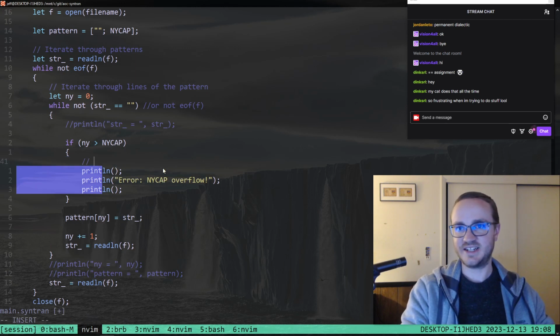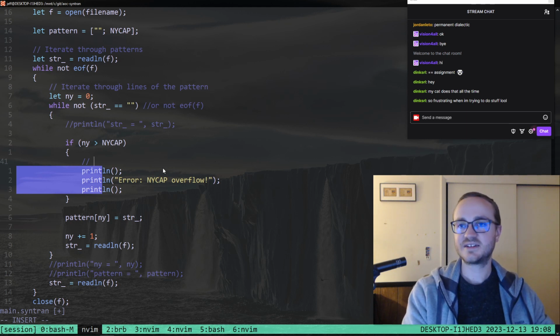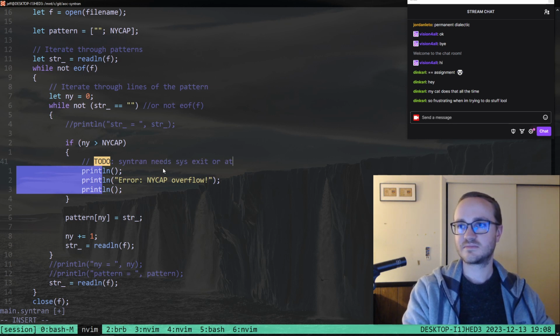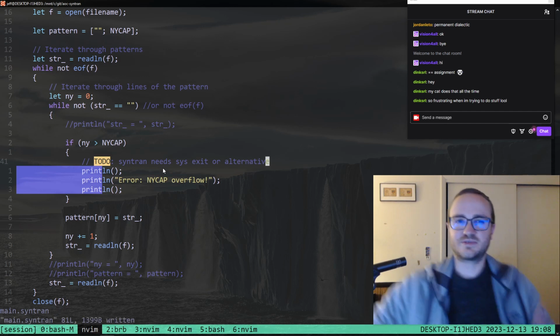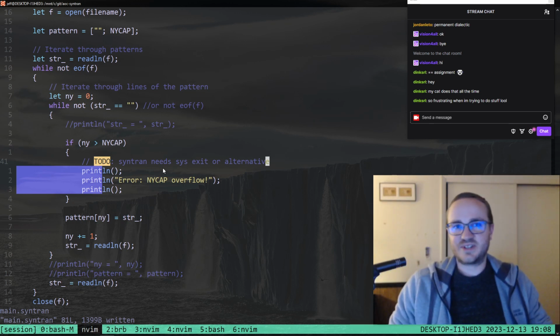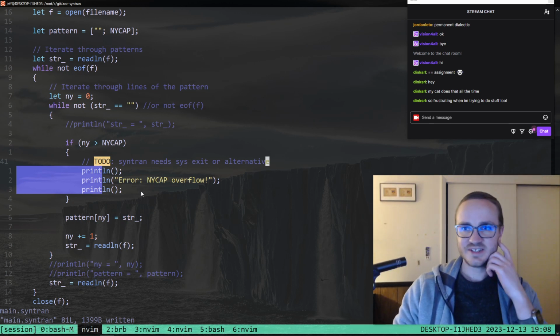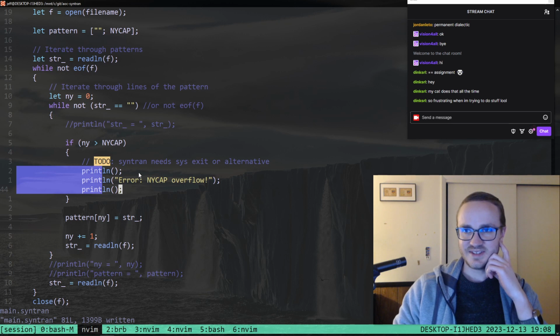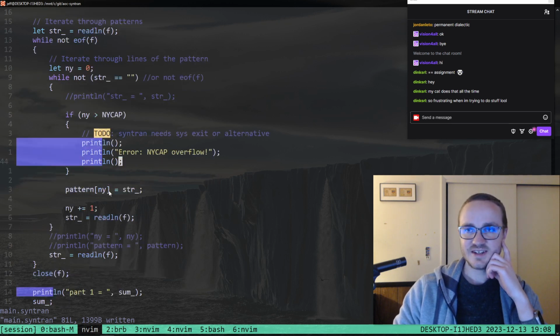Syntran really needs an exit or an assertion or something to stop when there's a fatal error. Or some kind of error handling. Throw catch, return codes, early returns, anything but the current state of affairs.